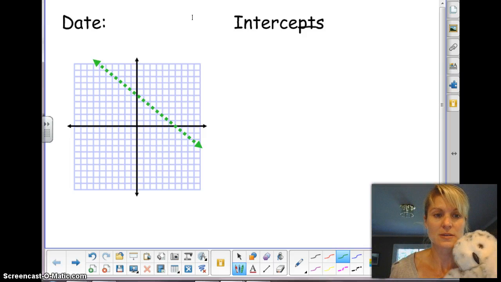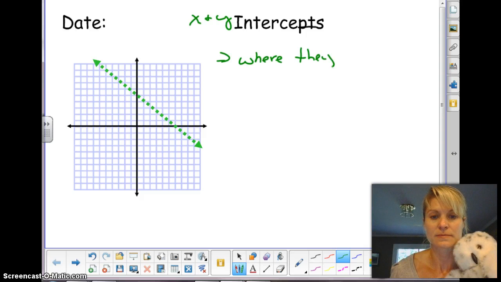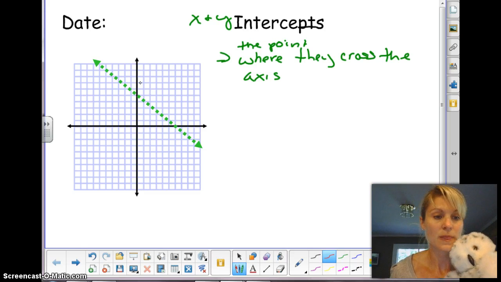You can just title this, we can title this X and Y intercepts if you like. And intercepts are just that. It's where they cross the axis. I'm going to add in the point where they cross the axis. Okay, so if I look over here, this is the y-axis, and here's the point where it's crossing the y-axis.